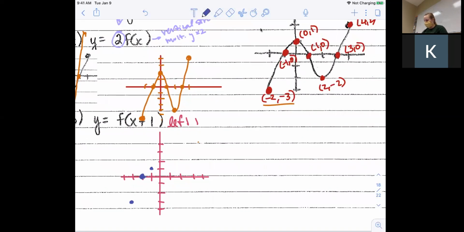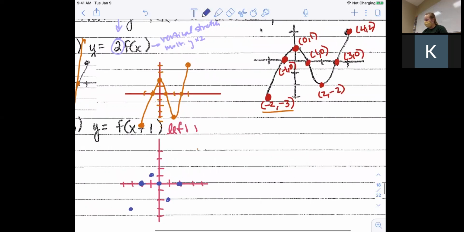Third point was at 0, 1, so I moved it to the left one, so now I'm at negative 1, positive 1. Fourth point was at 1, 0, so I move it to the left one, I'm now at 0, 0. 2, negative 2 was my fifth point, I move it to the left one, so now I'm at 1, negative 2. It was 3, 0, now it's 2, 0, and then it was 4, 2, and now it's 3, 2. Something like this.